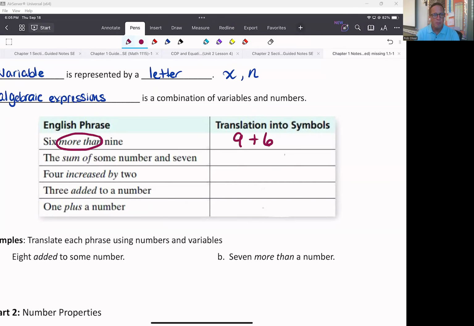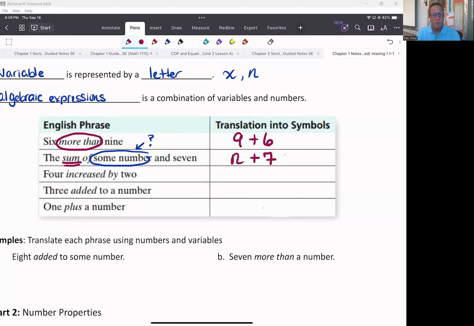All right. The sum, that indicates addition of some number. Now that doesn't mean just make up a number. We don't know what the number is. So in algebra, when we don't know what the number is, we make it a letter, we make it a variable. All right, so the sum of some number and 7. I'm going to use n for that number because we don't know what it is. And 7, so we're going to do plus 7. And same thing as the other problem, that could very well be switched. We could make that 7 plus n, and it wouldn't make a difference in terms of the sum.